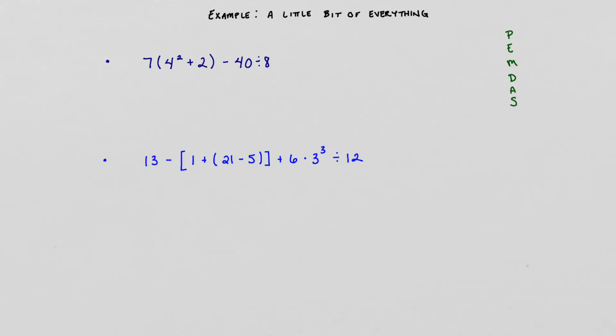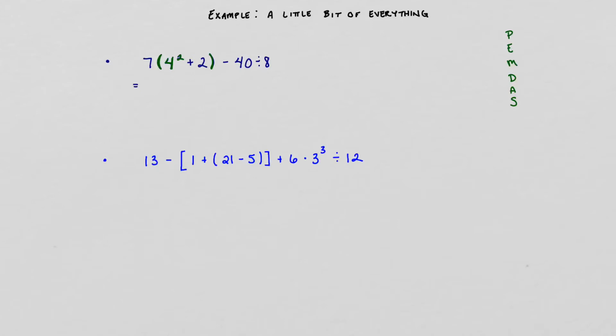For our first example, we have 7 times the quantity of 4 squared plus 2, minus 40 divided by 8. What I would suggest doing, if you need to, would be to write PEMDAS down in the margin of your paper so that you can use it as a checklist. The first thing I'm going to do is take care of what's inside the parentheses. I have a couple of operations happening within those parentheses. Returning to my checklist, I see that I have exponent work and addition work. The first thing I'm going to do is address the exponent work.